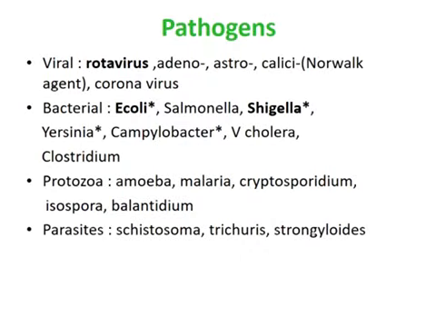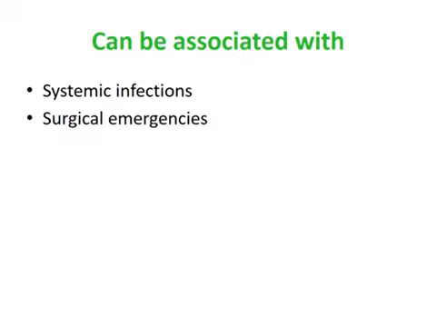When we look at the pathogens, there are viral, bacterial, and other causes. Common viral one is rotavirus. However, with the routine vaccination, we are actually seeing a decline in the number of cases caused by rotavirus. Your bacterial causes will be things like your E. coli and your Shigellas. Can also be associated with systemic infections, especially in your children under 3 months of age. In those patients, diarrhea is infection until proven otherwise. And don't forget about your surgical emergencies.